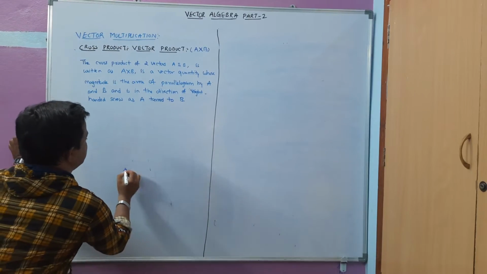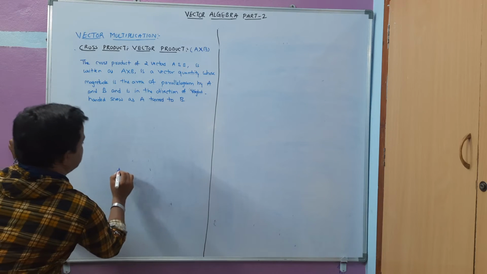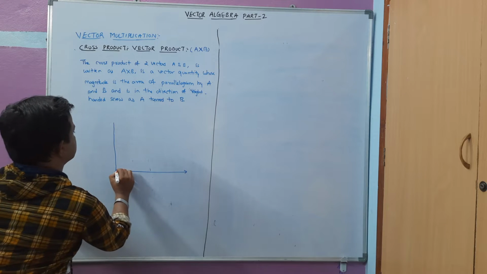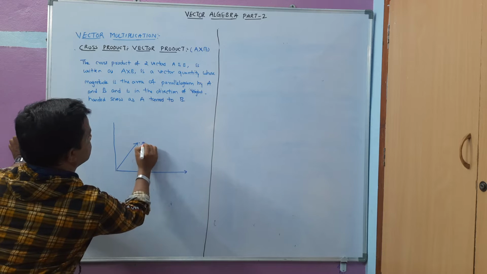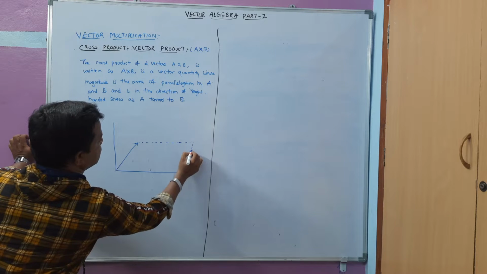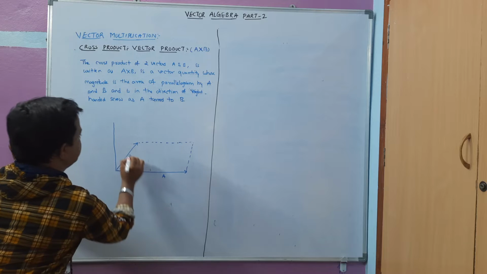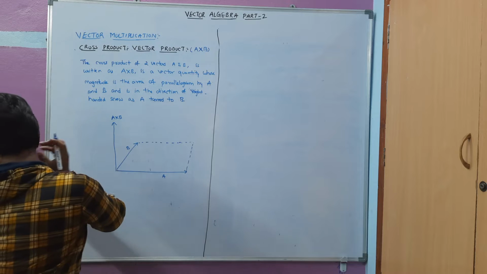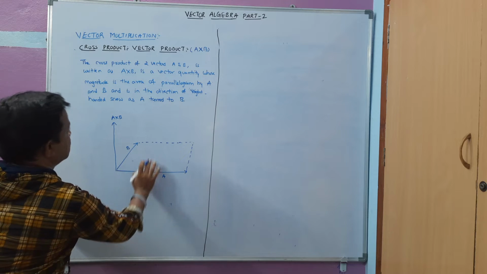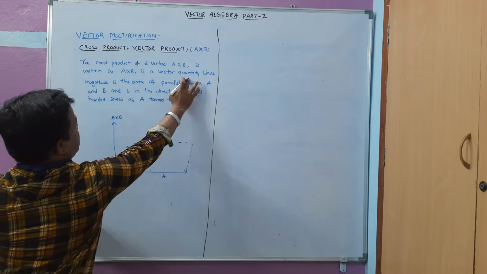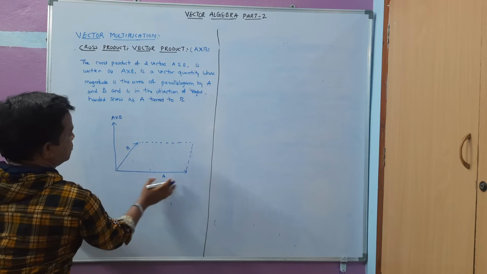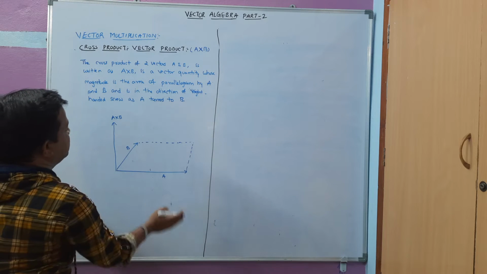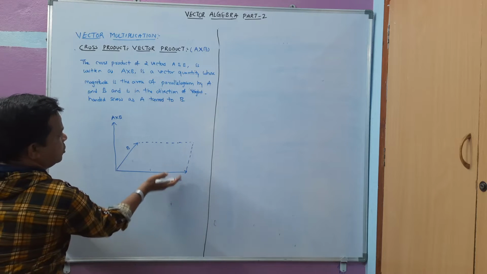Let me draw this according to the definition. This is the area of parallelogram formed by the two vectors A and B, and this is A cross B. Here the definition is a vector quantity whose magnitude is the area of parallelogram formed by vectors A and B when A is turned towards B, like this.